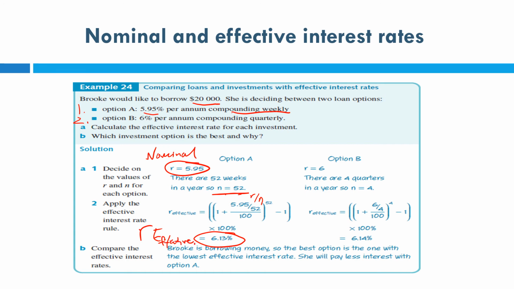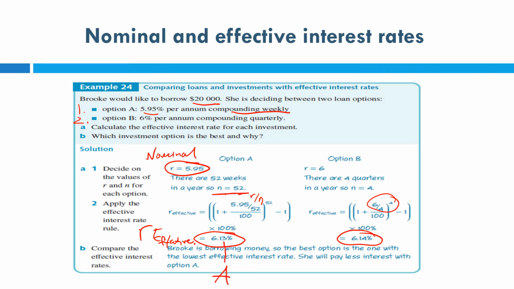We do the same for option B, but what's changed here is that R is 6 to begin with, and N is in quarters, so it's 4. So we change that around in our rule, and we end up with an effective rate of 6.14%. Now, because she's borrowing money, she wants to find the lowest of those two rates. So in this case, the lowest one is option A.